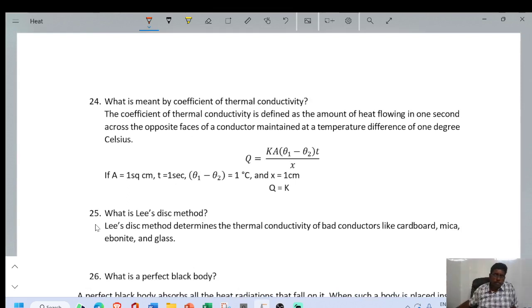What is meant by coefficient of thermal conductivity? We know that Q is equal to K A (theta 1 minus theta 2) t by x. The coefficient of thermal conductivity is defined as the amount of heat flowing in 1 second across the opposite faces of a conductor maintained at a temperature difference of 1 degree Celsius. Here, if A equals 1 unit, theta 1 minus theta 2, the temperature difference, is 1 unit, time is 1 unit, and x is also 1 unit, then Q equals K.